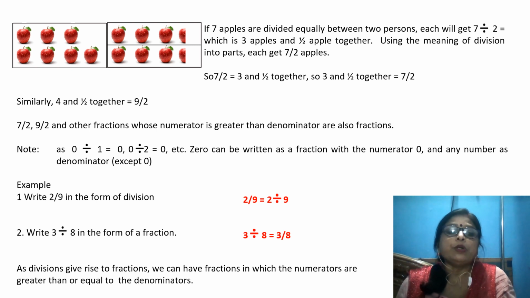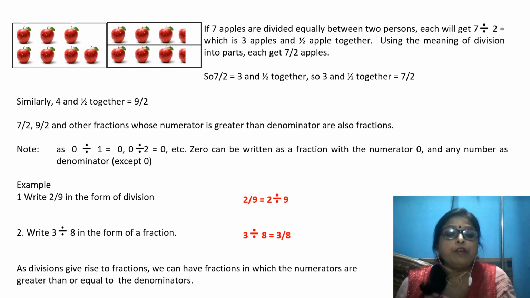And 3 and a half together is equal to 7 by 2. Similarly, 4 and a half together is equal to 9 by 2, or 9 by 2 is equal to 4 and a half together. So 7 by 2, 9 by 2 and other fractions whose numerator is greater than the denominator are also fractions.